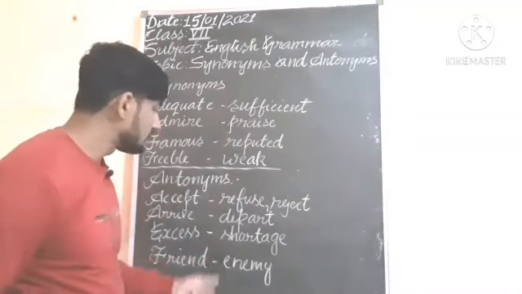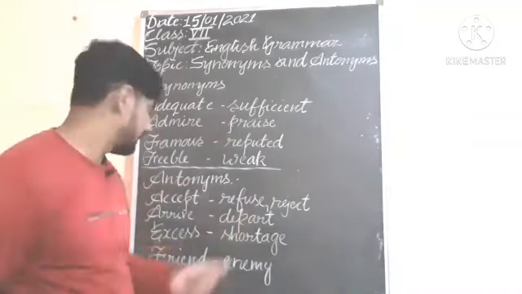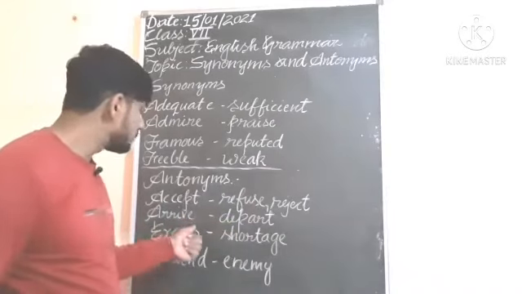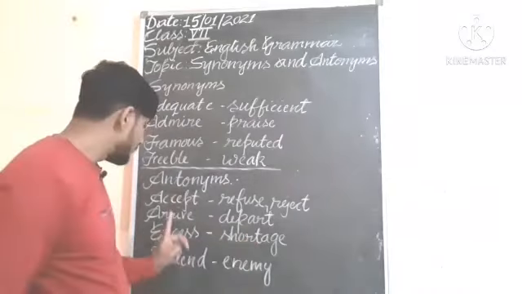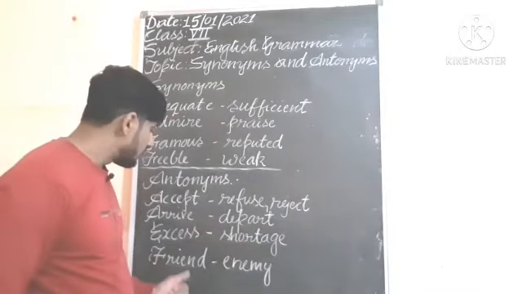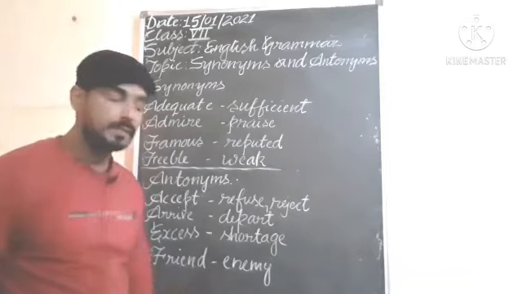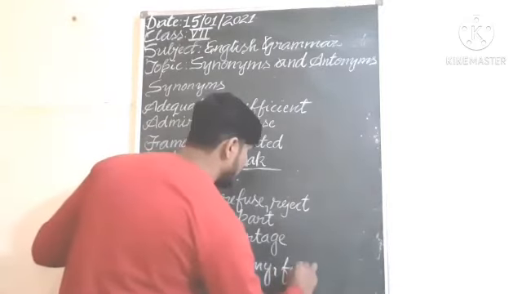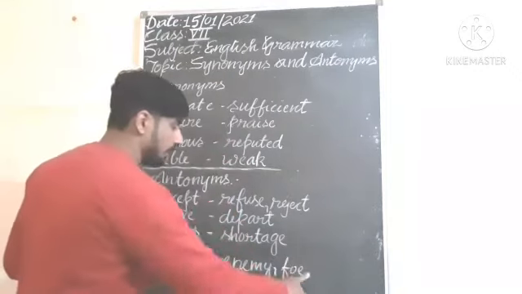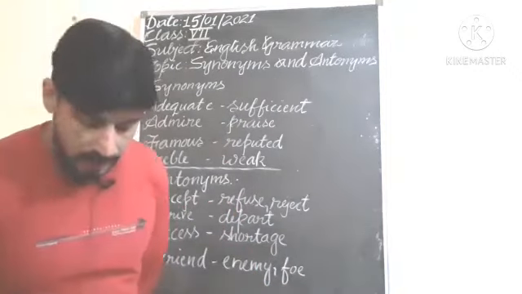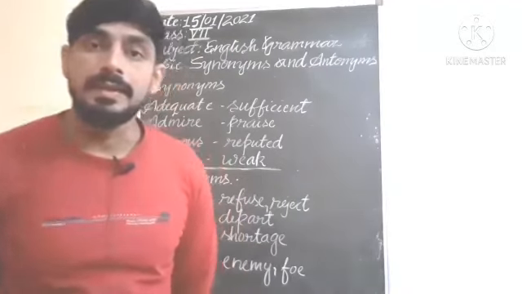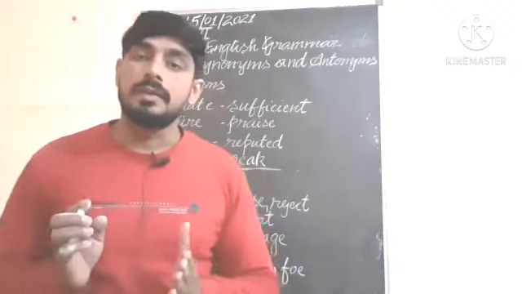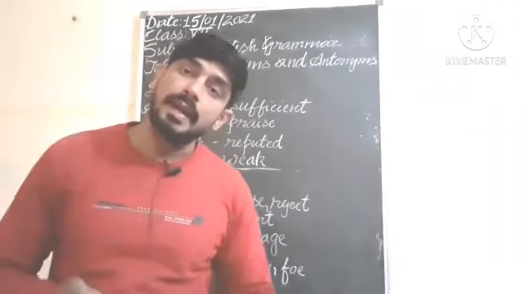Antonyms are words which have opposite meaning. Accept, refuse, reject. Arrive, depart. Access, shortage. Friend, enemy. Understand? For friend, enemy, we can also include the word foe, FOE. So dear student, I hope that you have understood this clearly, and afterward you will do the exercise and learn all the synonyms and antonyms by yourselves.